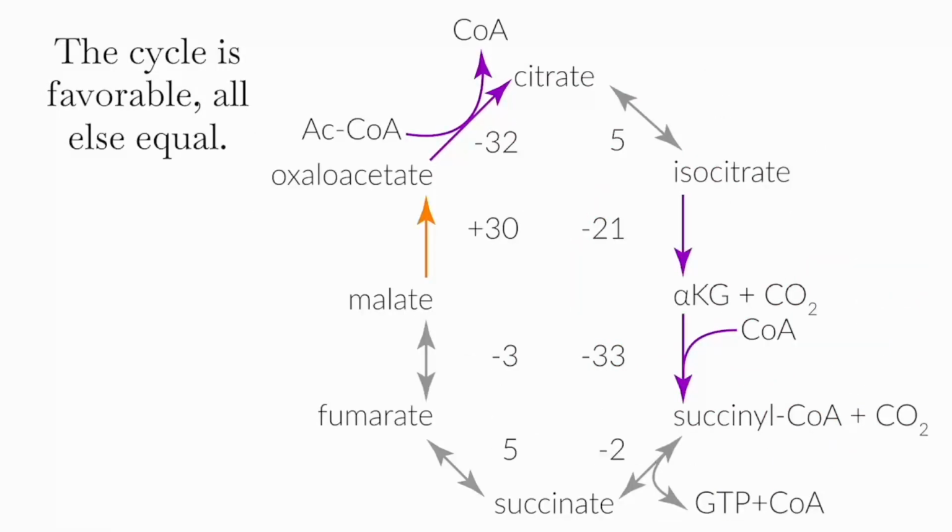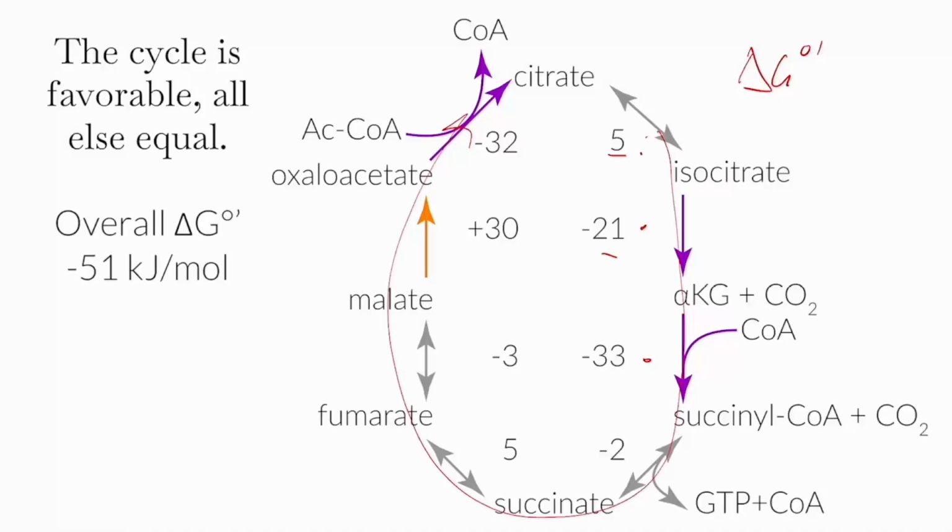So the first thing we might look at is just the standard state free energies. What I'm showing here are all of the standard state free energies for the reactions. And you can just add them up, right? If we say it's plus 5 here, minus 21 here, minus 33 here, et cetera, and we go through that in a counterclockwise direction, what we get is that the overall delta G naught prime is minus 51 kilojoules per mole. So this is a favorable process. What this means is if you could run it for an infinite amount of time without worrying about energy barriers, this would happen.